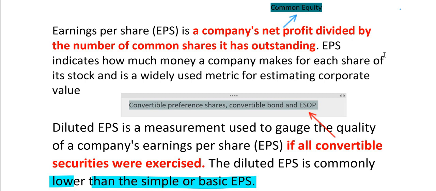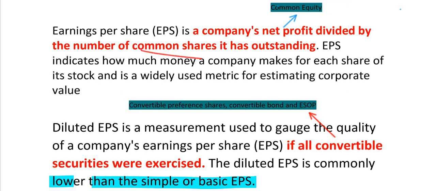Earnings per share is the profit available to the common equity holders divided by the number of shares outstanding. So we take the weighted average number of common shares outstanding. To value the company, it's mandatory to compute the EPS, and the company reports this EPS in its financial statement. So that's a very common metric used.